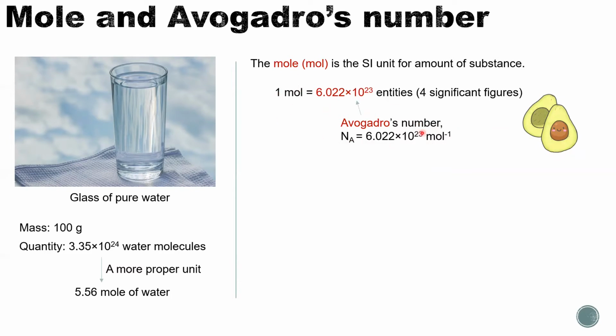From Avogadro's number, we can get the equation: the number of moles equals the number of entities divided by Avogadro's number. Or in other words, you can treat this equation as a unit conversion factor and convert between entities and moles through a unit conversion, the box method. Let's take a look at a question.